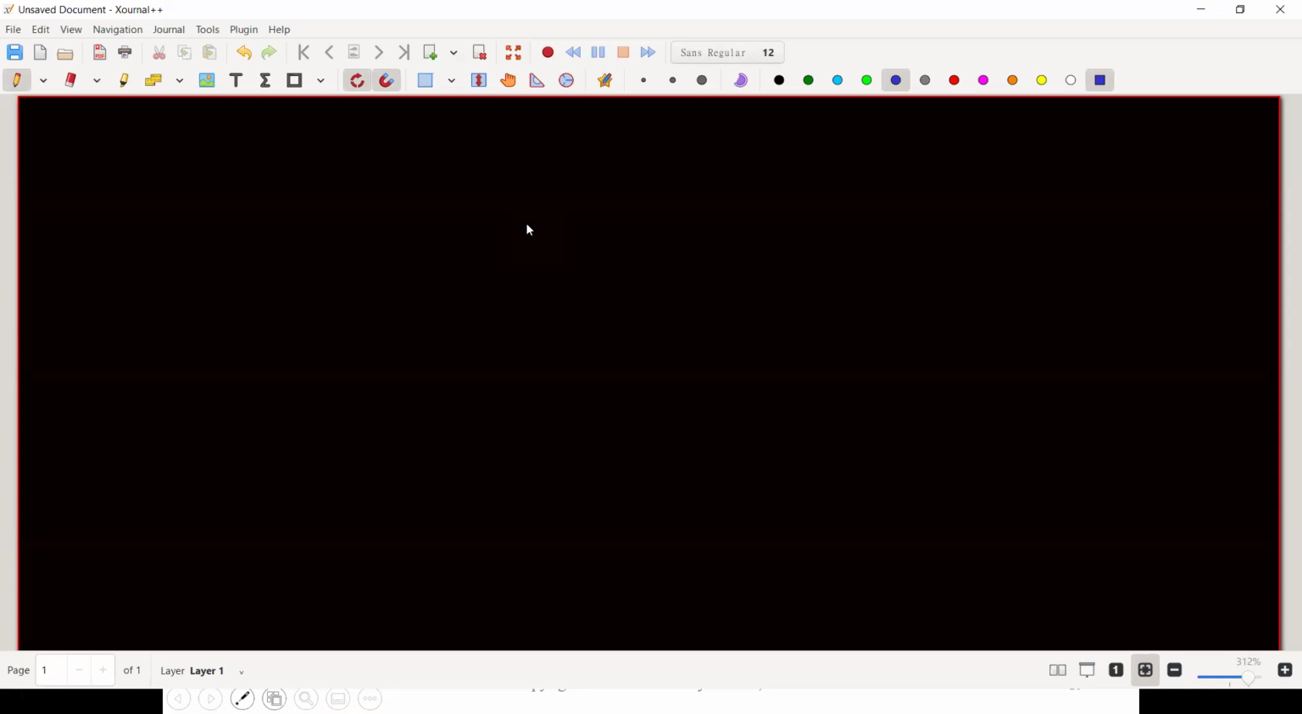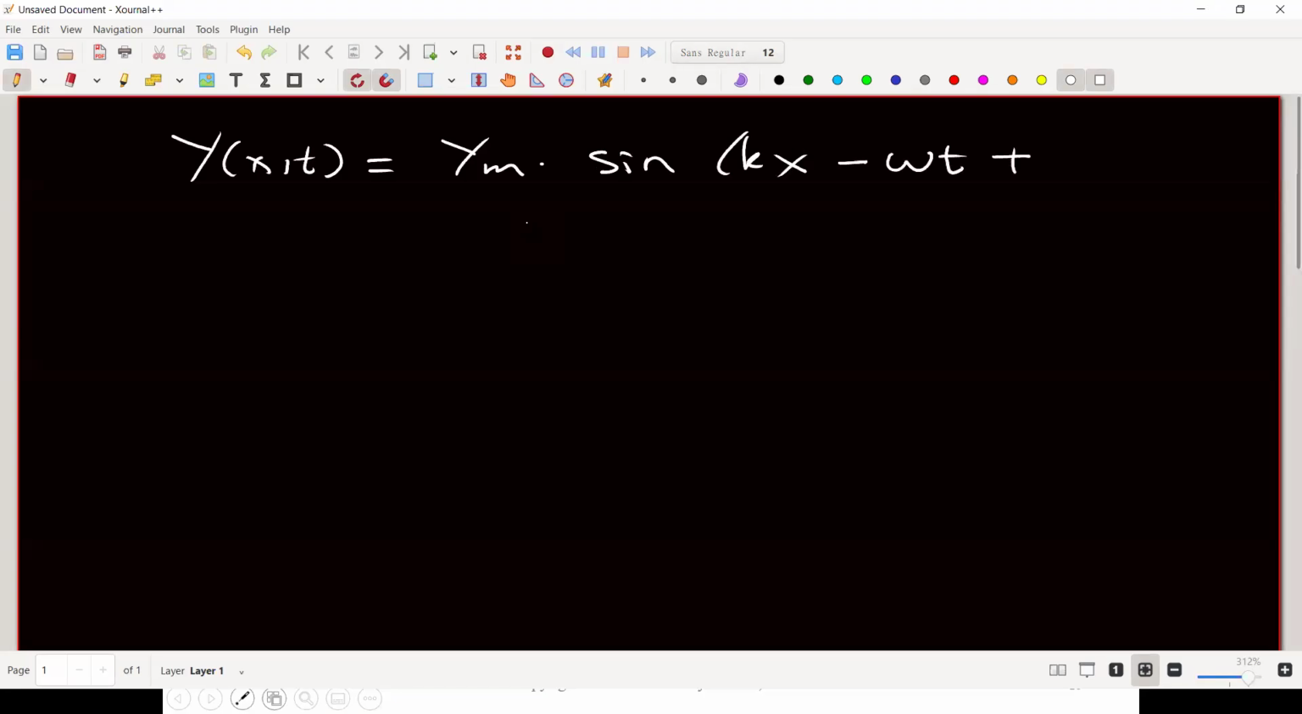So we have the general equation. This one is y(x,t) equals ym sin(kx minus omega t plus phi). This one is the wave equation. The speed of the traveling wave can be calculated from here. This one is the phase, so kx minus omega t is constant.